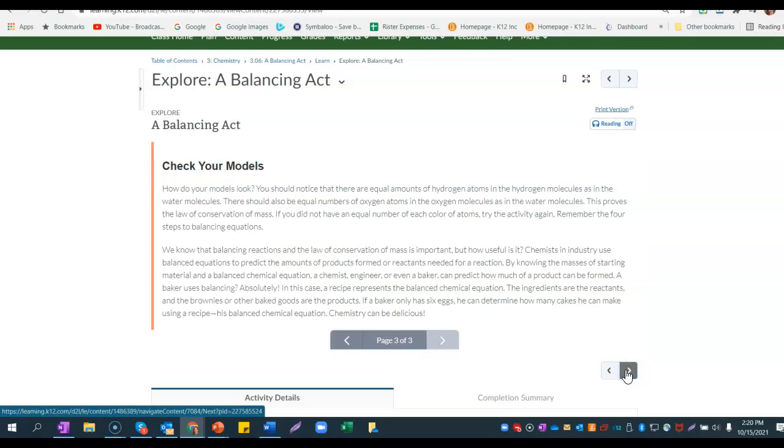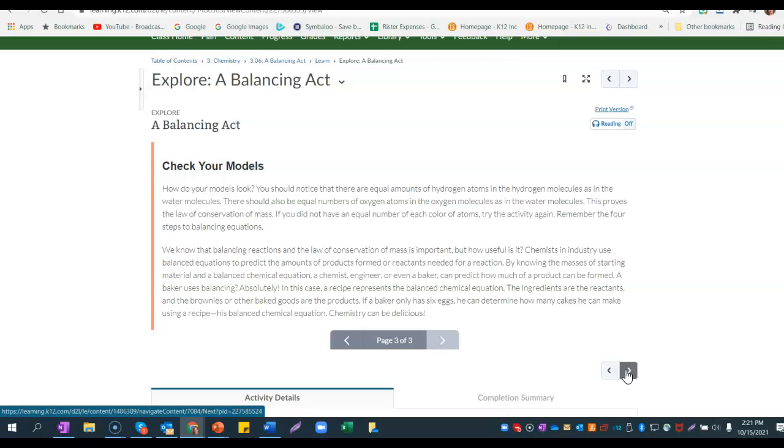All right, so as you go through, if you're checking your model, this is a pretty difficult way to teach this concept. So you notice that there should be an equal number of oxygen atoms and hydrogen atoms. So we did that, and that proves the law of conservation of mass. So if you did not have an equal number, then remember you have to go back and do those steps.